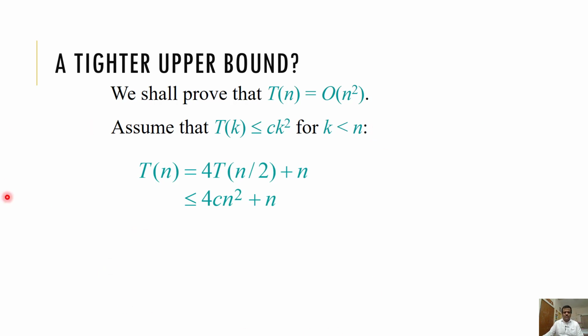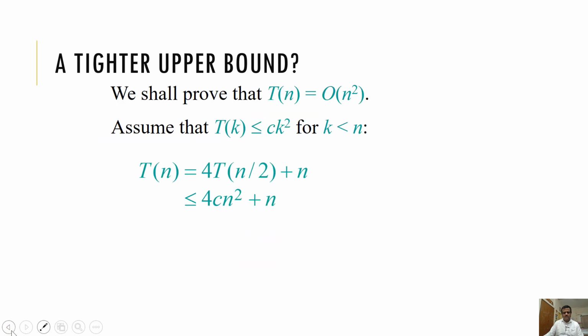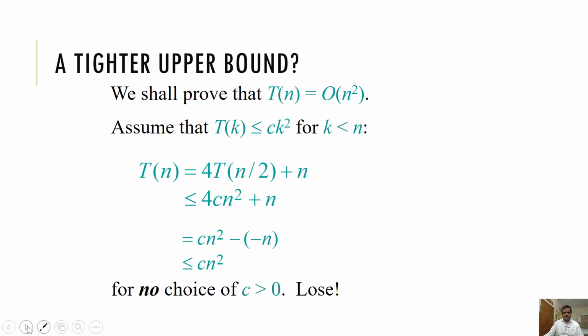Let us try that. T(n) is this recurrence, and now if we simplify, n by 2 must be less than (n/2) square. Here is a mistake over here. So this will be n square by 4, and this will cancel out. So it will be c n square plus n.